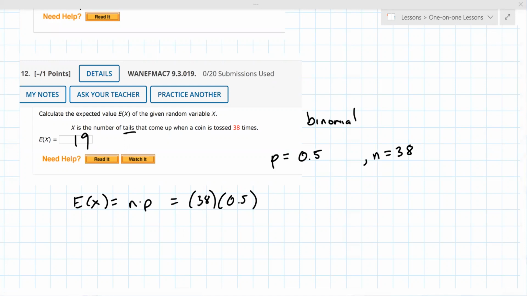Now it's possible, let's just say it's 39 times, you would get 19.5 as your expected value. And even though it's not possible, it's still the right value. Like you can't get half a heads or tails, but it's what the average would be if you did this enough times. All right, so go up to number 13, then we'll go back and do the other ones here for you.